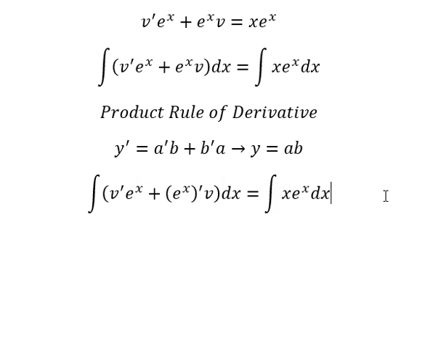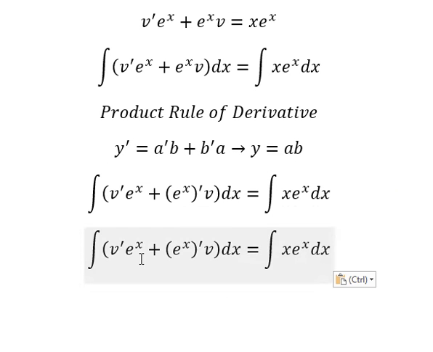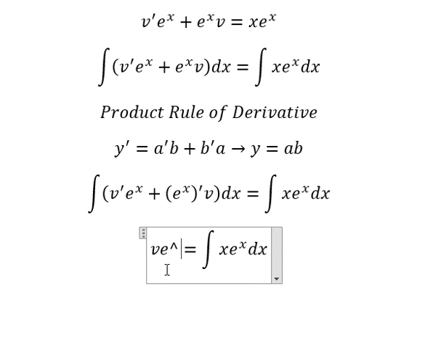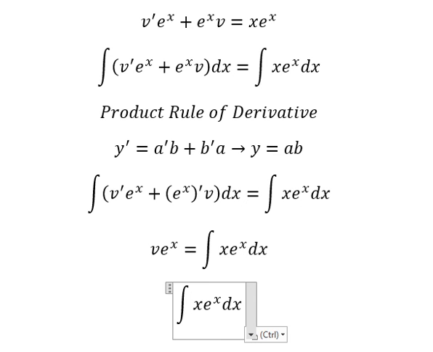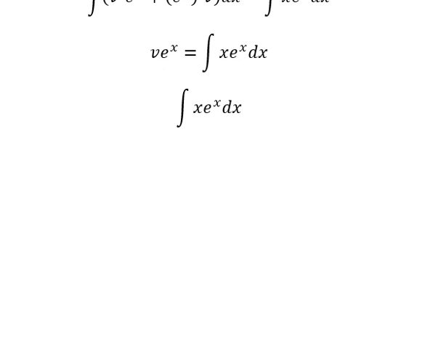So the integration of this one, we have y equals AB. So the integration of that one, we have v e to the power of s. Now we need to concentrate on this one. So we can use integration by parts.